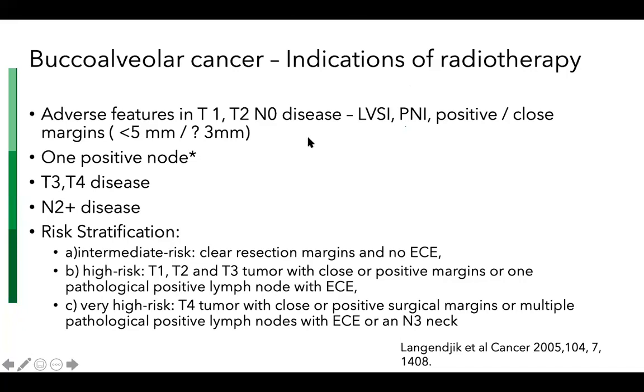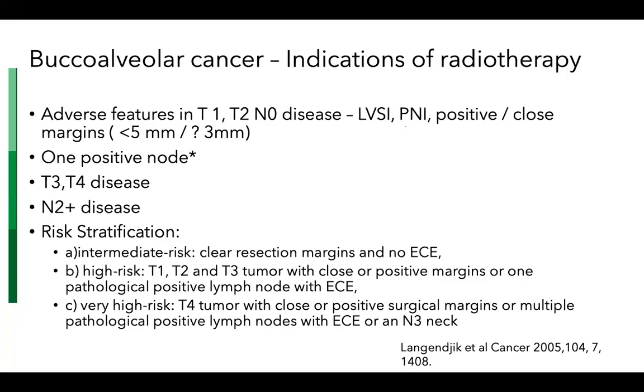So, in one node positive, possibly there's no significant impact on survival. The various studies tell us that there is a 10% difference in survival, which was non-significant. But there is a significant impact on the local recurrence. And for that reason, we should consider it.